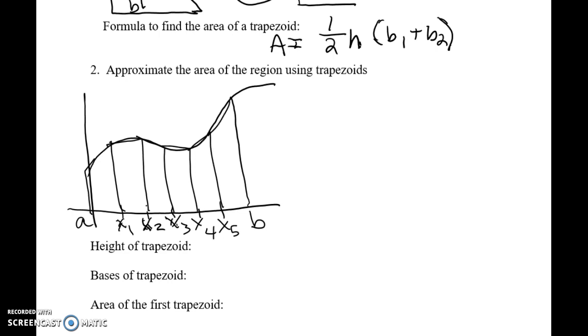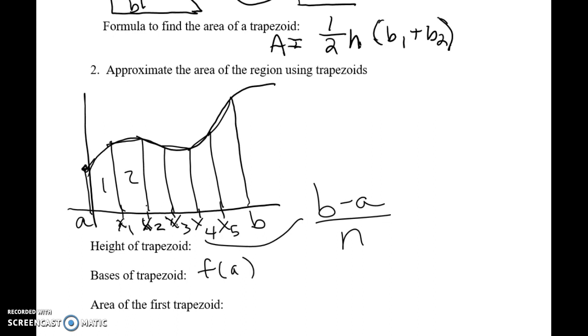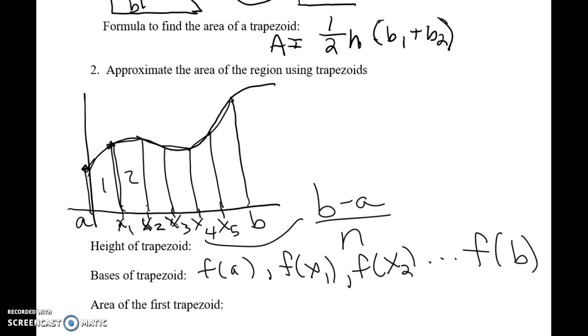And so on. Now, what is the height of the trapezoid? Well, we have 1, 2, count them out, 6 trapezoids covering the distance from A to B. So to figure out the height, it would be B minus A divided by the number of trapezoids. Now the bases. Whatever the function value of the curve at point A is, that's the first base. The next base is the function value at x1, and then the next one, the function value at x2. You'll continue this pattern till the last base is the function value at B.